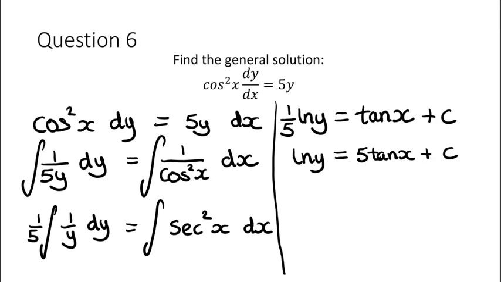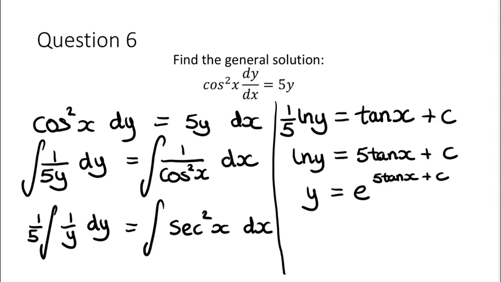What I can then do is to get y on its own, I'm going to need to do e to the power of this right hand side. Okay, remember natural log is log to base e. So if you're switching it from that log form into exponential form, you'd get y equals e to the power of 5 tan x plus c.